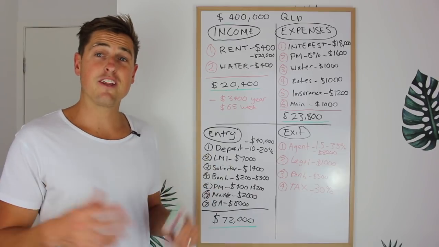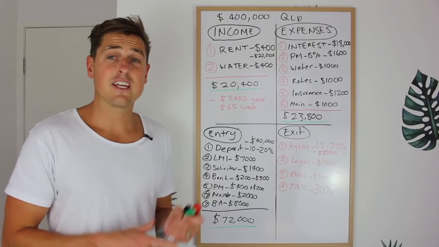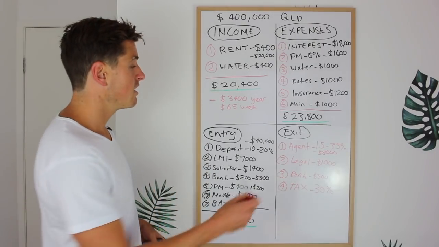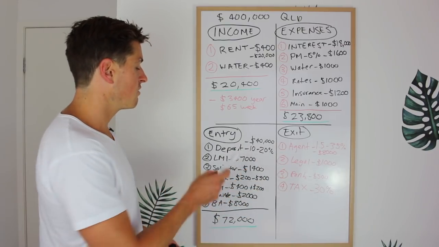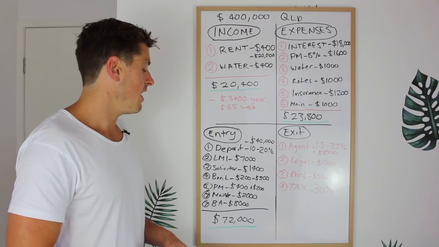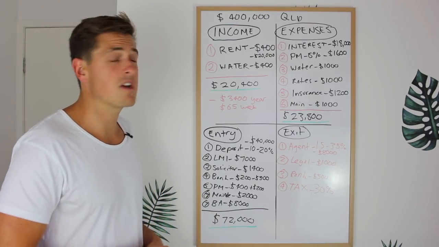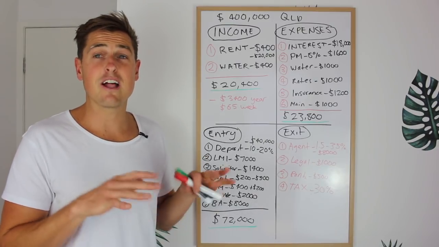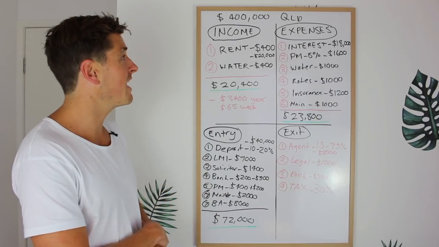So I hope this video has given you some perspective around how you can work this stuff out yourself. There's plenty of really cool tools online to work out your agent's fees, your legal fees, to work out your lender's mortgage insurance, to work out your deposit, to work out your stamp duty costs associated with the property as well. So all of this stuff's readily available, and if you found this video, I'm sure you can figure it out in Google as well to find that other stuff.